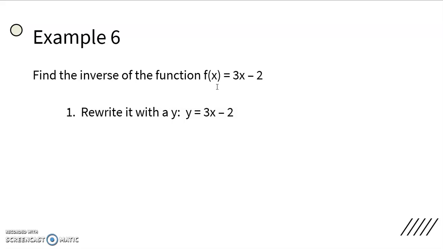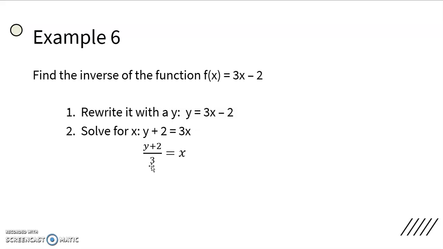So now what you're going to do is solve for x. So you're going to get x completely alone. And that will look like this. So first I added 2 to both sides, and then I divided by 3 on both sides. So I solved for x.